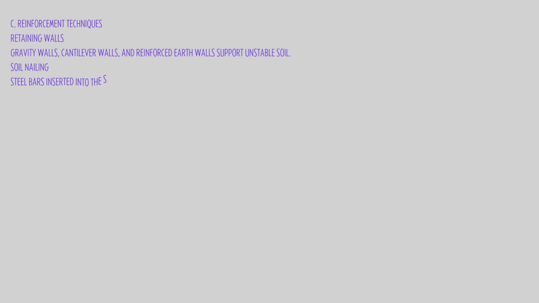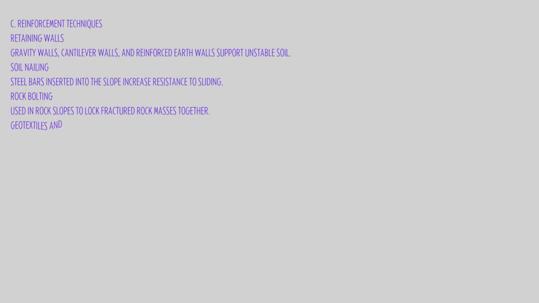C. Reinforcement techniques. Retaining walls, gravity walls, cantilever walls, and reinforced earth walls support unstable soil. Soil nailing. Steel bars inserted into the slope increase resistance to sliding. Rock bolting. Used in rock slopes to lock fractured rock masses together. Geotextiles and geogrids. Increase tensile strength and distribute loads.